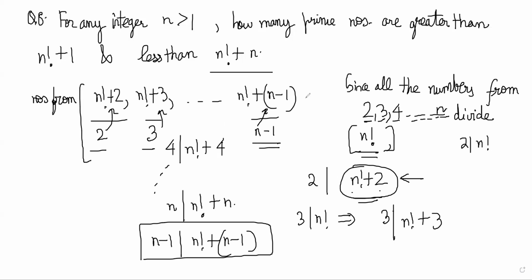So that shows that any of these numbers that are lying between this and this, all of these numbers are not prime, right? n factorial plus 2, n factorial plus 3, till n factorial plus n minus 1 are all not prime. So the answer for this question is simply 0. How many prime numbers are there? The answer is 0. Okay, let's look at the next problem.